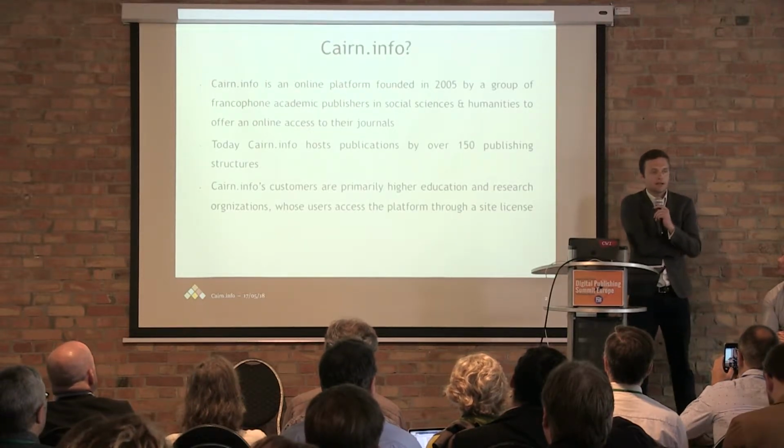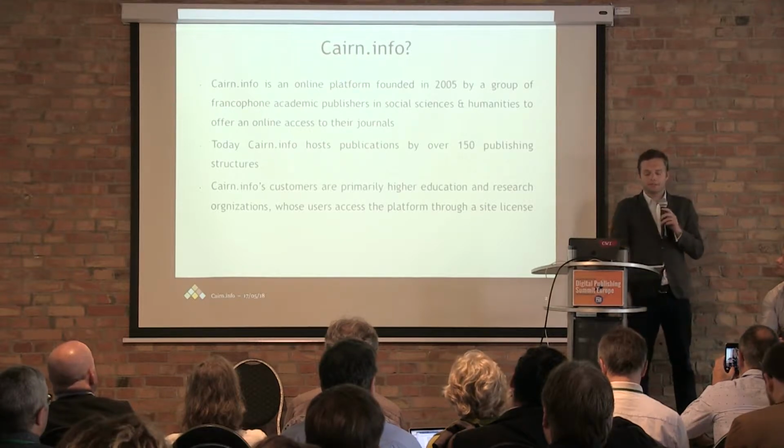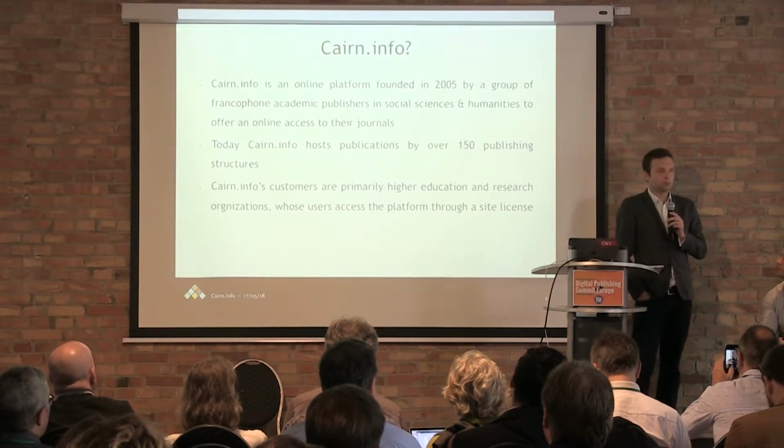So Cairn.info is an online platform that was founded 13 years ago now by a group of Francophone academic publishers in social sciences and humanities, one Belgian publisher and 3 French publishers. The project was started by a researcher at the University of Liège who conducted research on behalf of a Belgian publisher, in the late 90s, to try and understand how French language publishers could embrace the web.